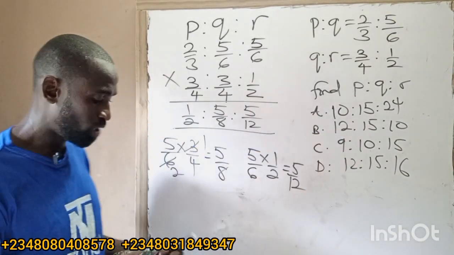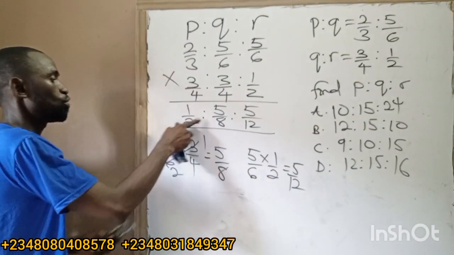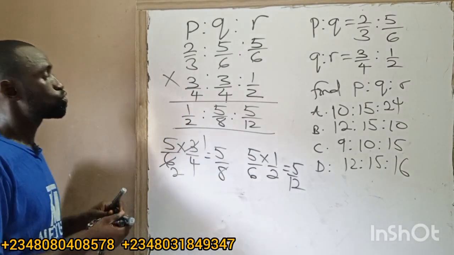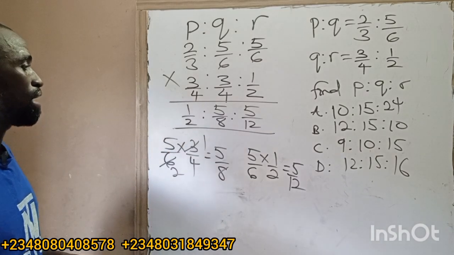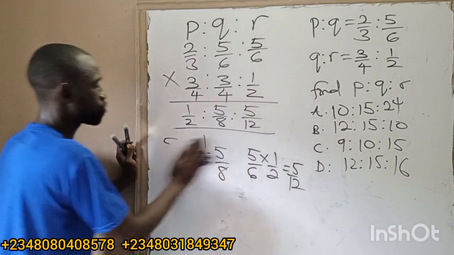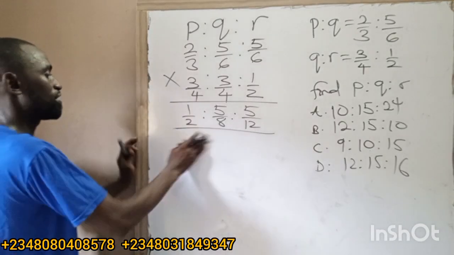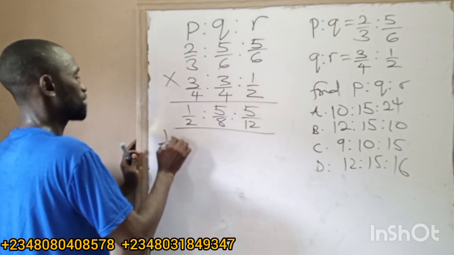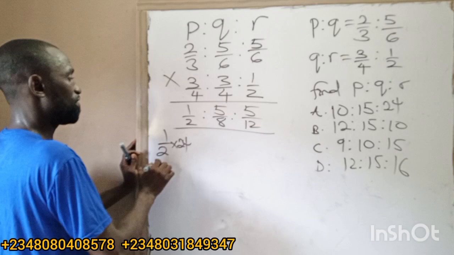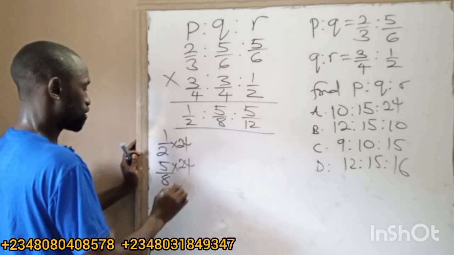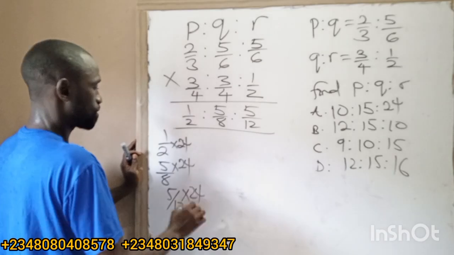So what I'm going to do, we'll now multiply by the LCM of 2, 8 and 12. So what's the LCM of 2, 8 and 12? That will be 24. So I'm now having 1 over 2 by 24. We have 5 over 8 by 24. We have 5 over 12 by 24. So this will be what?